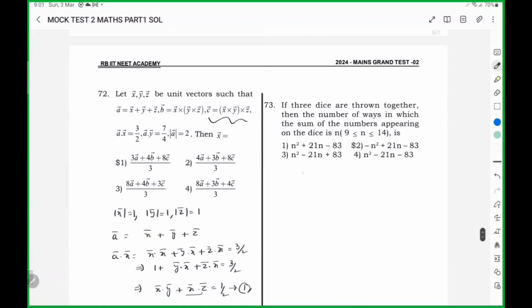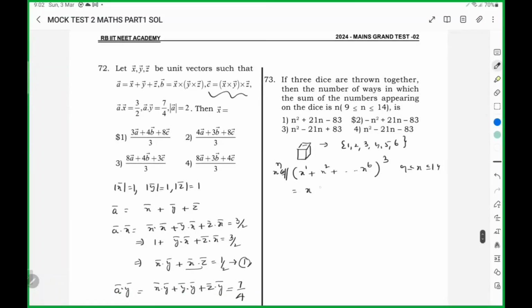Here it is, 3 dice are thrown together, then the number of ways in which the sum of the numbers appearing on the dice is n. If you throw a die, on its faces any number may turn up from 1 to 6. Such dice are thrown; those numbers we will take in the power of the variable. Three dice are thrown, different combinations will come in the product. So in that we want the coefficient of x^n, where n must lie between 9 and 14.